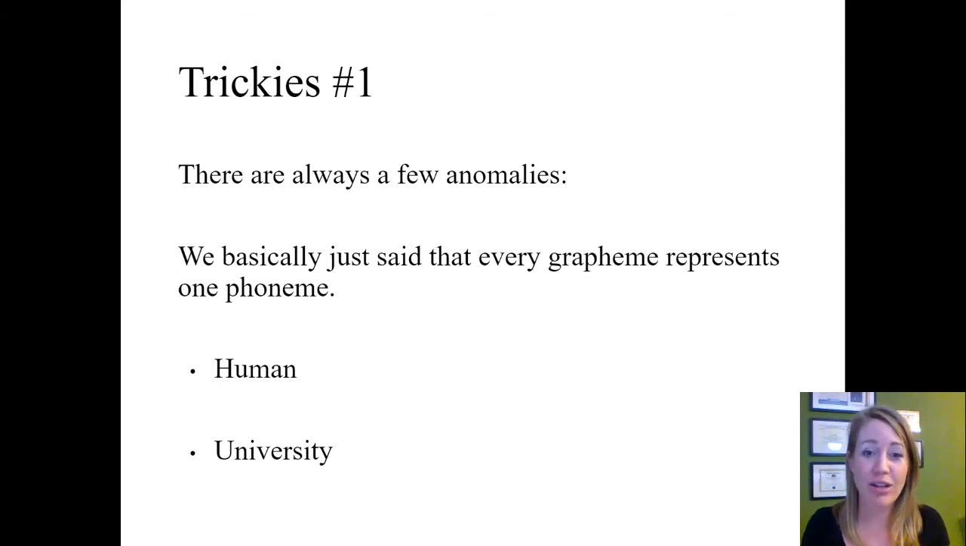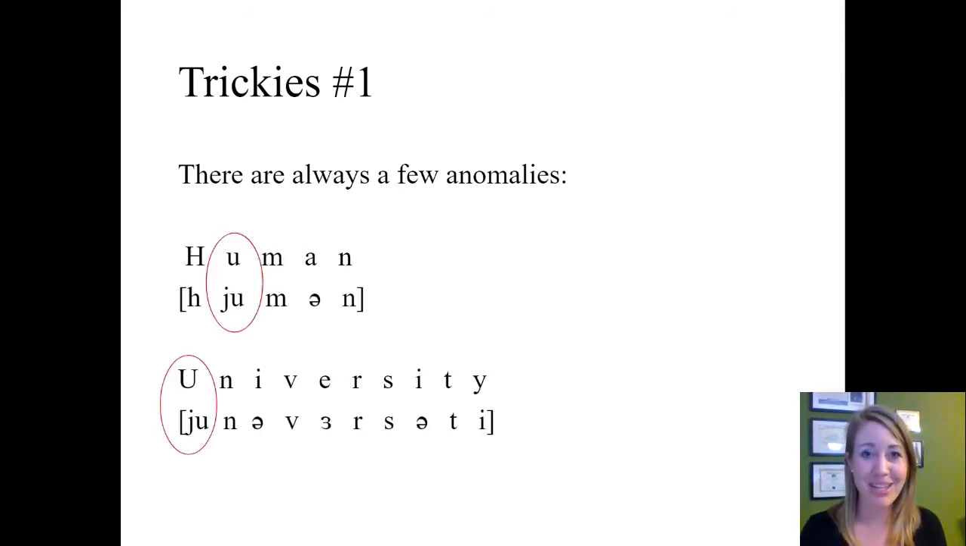Okay, so look at these, say these words out loud: human, university, and write them down in IPA. Hit pause and then hit play when you're ready. Okay, so you maybe came up with this or maybe you didn't, but they were probably a little tricky because we're realizing something really quickly, which is that this goes against what I just told you, which is that a grapheme only represents one sound.